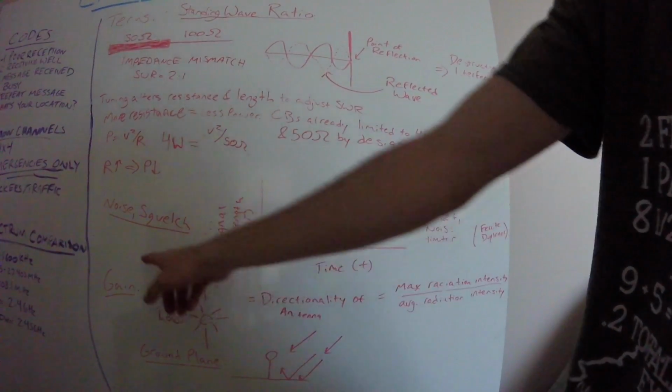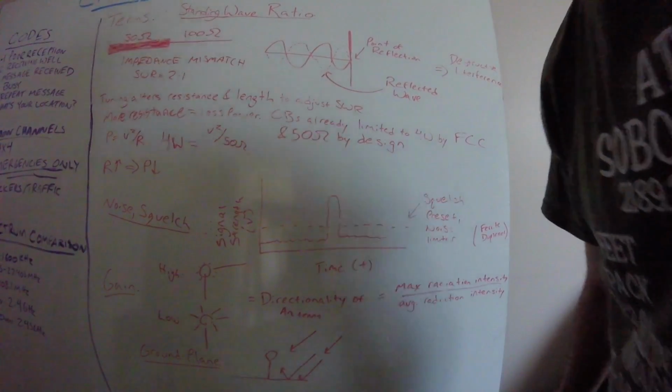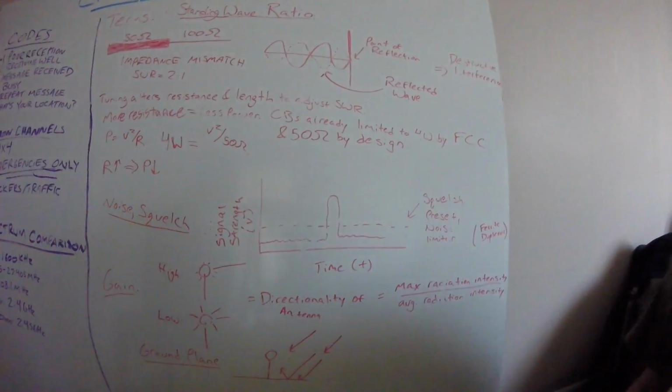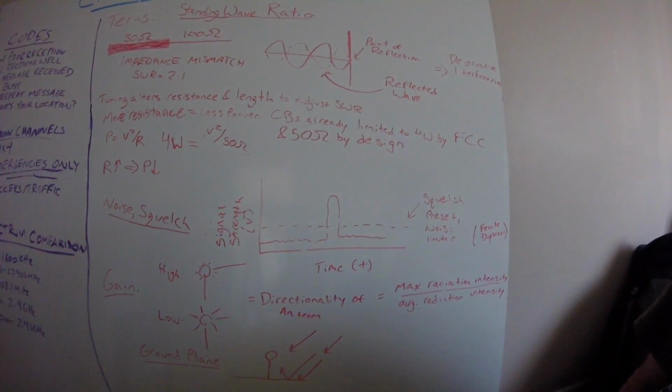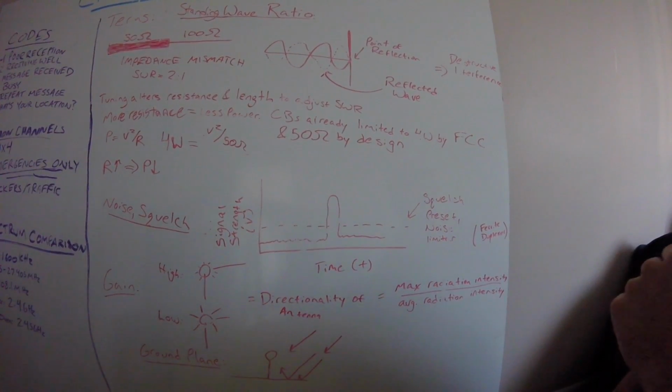So moving on to noise and squelch. When you think about it, there are electromagnetic waves everywhere, all the time, and you don't want your antenna always picking those up. You'd get too many things. It wouldn't be anything useful to you. You just get all kinds of noise, all kinds of static coming through your radio.